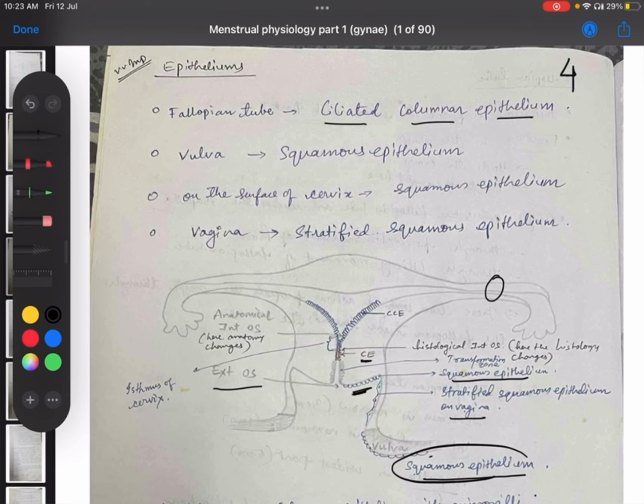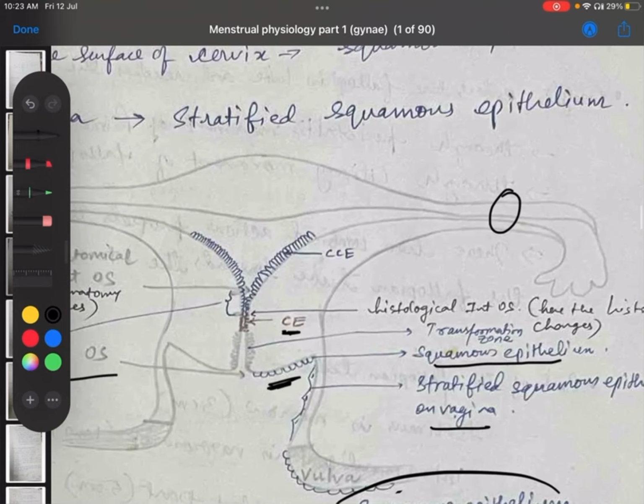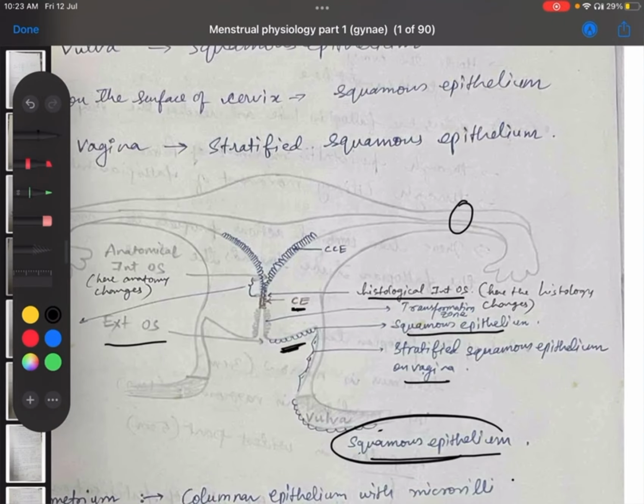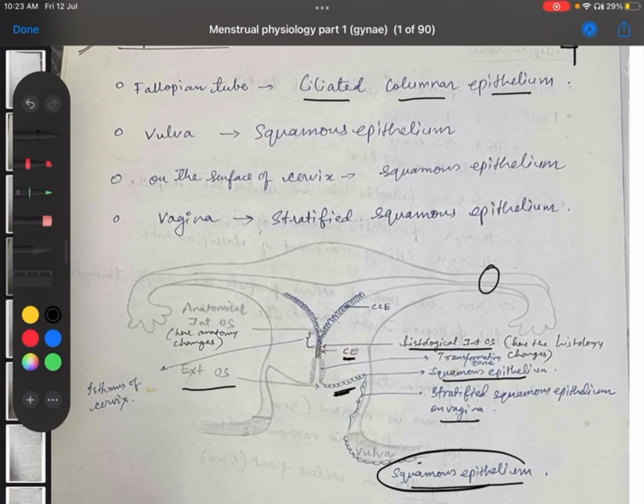What is histological internal os? This is very important. This is a new term, histological internal os. This is that part where the histology changes. What does that mean? Coming from the fallopian tube, coming from the endometrium, the ciliated columnar epithelium changes into normal columnar epithelium. That particular point is called the histological internal os.